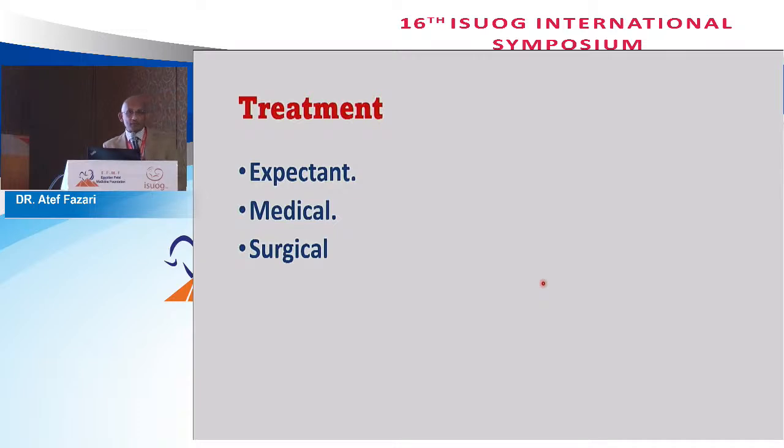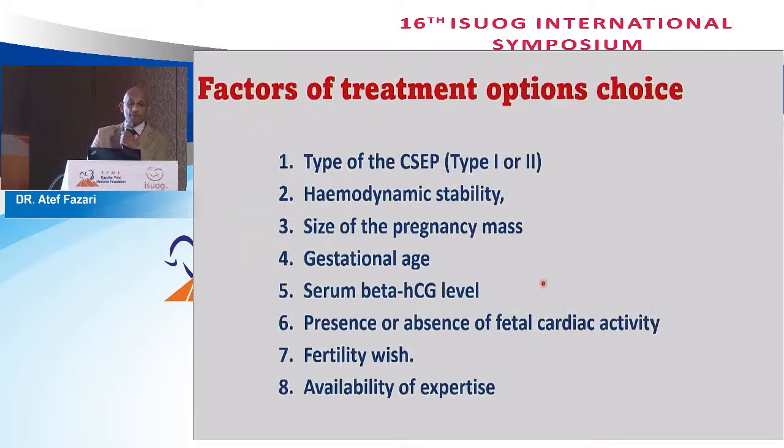Because of time, I'm a little bit in a hurry. Coming to the treatment, we have three options of treatment: either expectant management, or medical management, or surgical options. But there is no consensus on which is better than the other, because there is a list of requirements and criteria that should be fulfilled for each of them, and factors might affect the option of management.